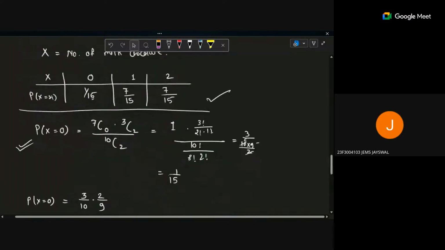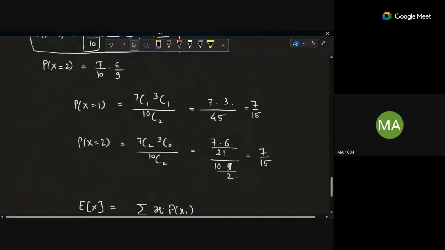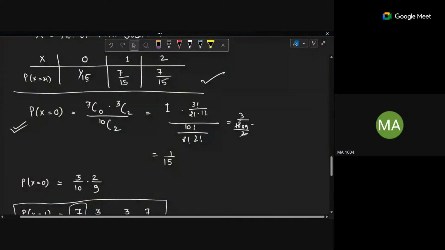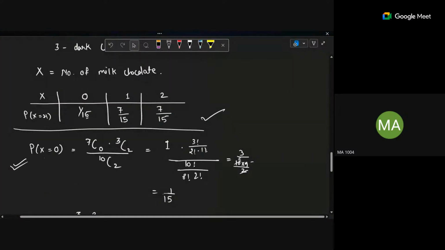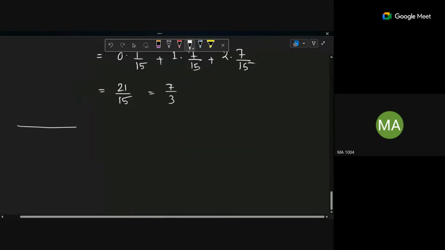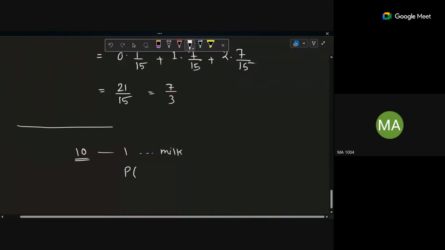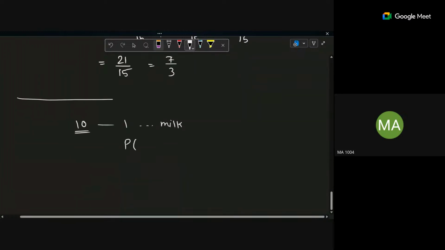How will we find the probability for those? If the question was with replacement, what do you mean by with replacement? That means there are 10 chocolates, and out of those 10 chocolates, you selected one chocolate, let's say, a milk chocolate. So what's the probability that out of 10 chocolates you select a milk chocolate? It will be 7 by 10, right? In that case, the probability will be 7 by 10.